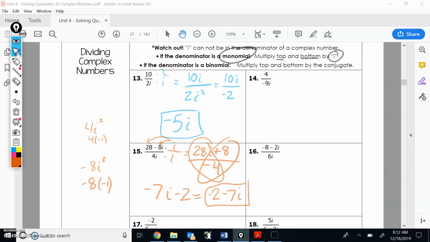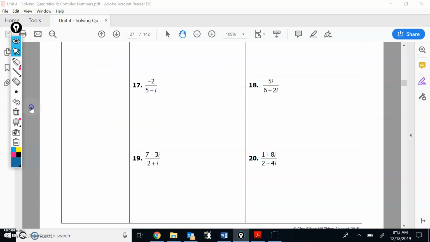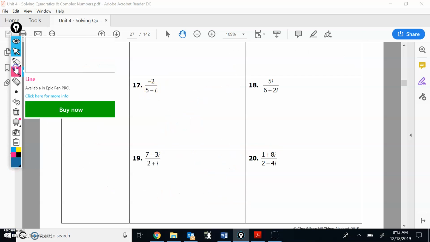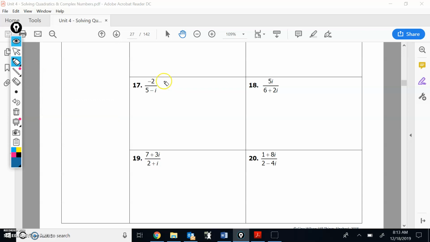We're going to do one more problem where the denominator is a binomial. Number 17, when you have a binomial on the bottom, we need to multiply not the top and bottom by i, but we're going to multiply the top and bottom by the bottom's conjugate, which is 5 plus i. On the top, we're going to do some distribution to get -10 minus 2i. On the denominator, after foiling, you should get 25, and the i's will end up canceling. And then -i times i is -i squared.